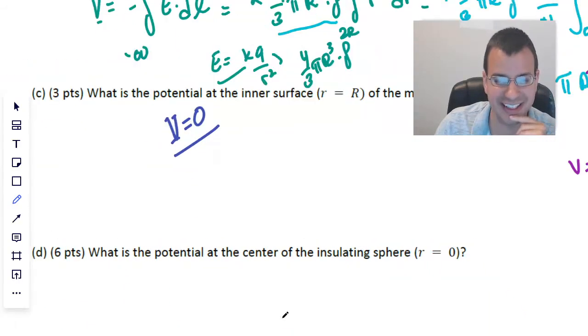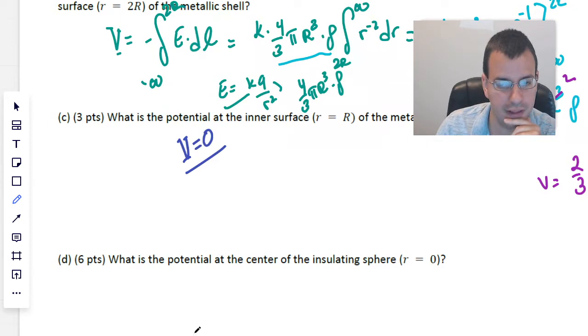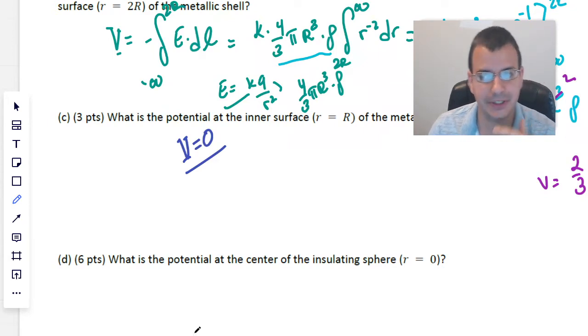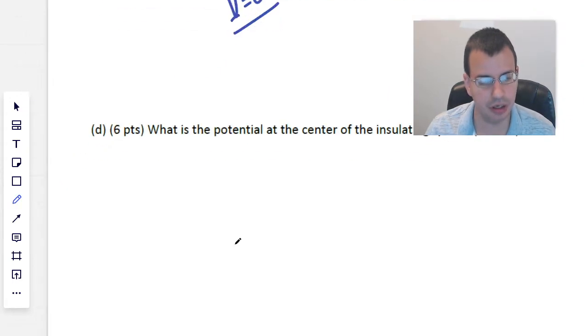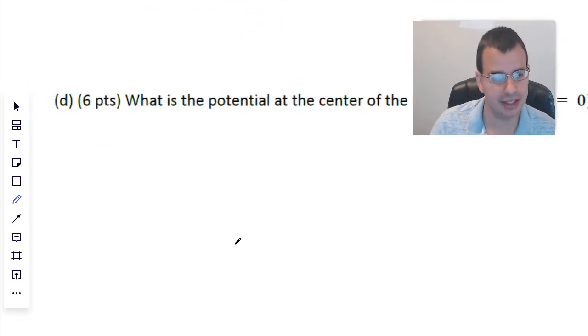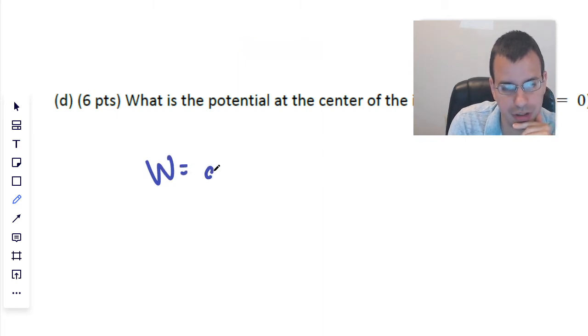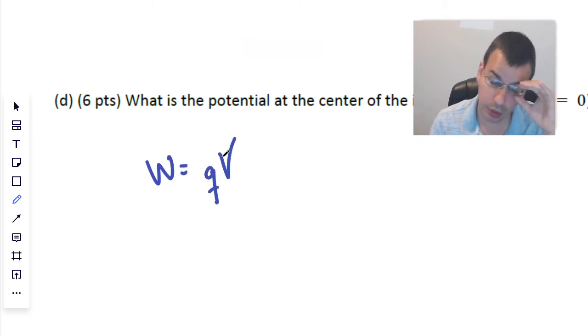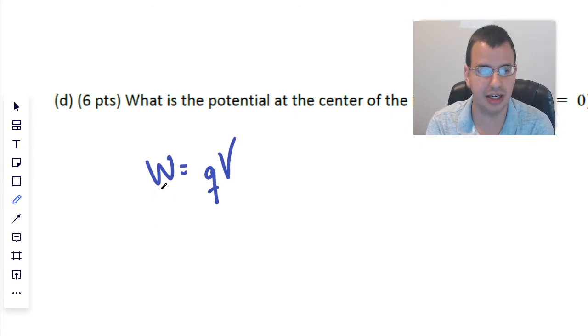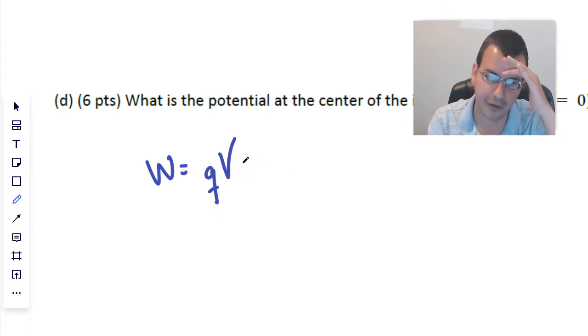What is the potential at the center of the insulating sphere? This one's a little bit different. Okay, so I'm going to write this as work equals Q times V. One of the ways to know that is that work is a measure of energy. One of the units of energy is an electron volt, so electron, Q, V, volts.